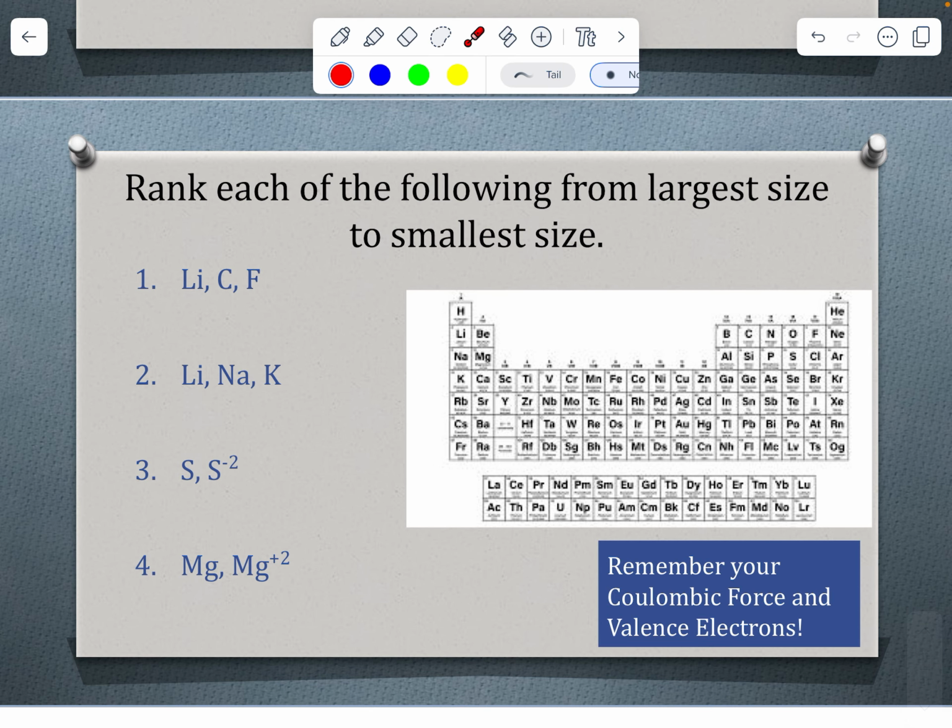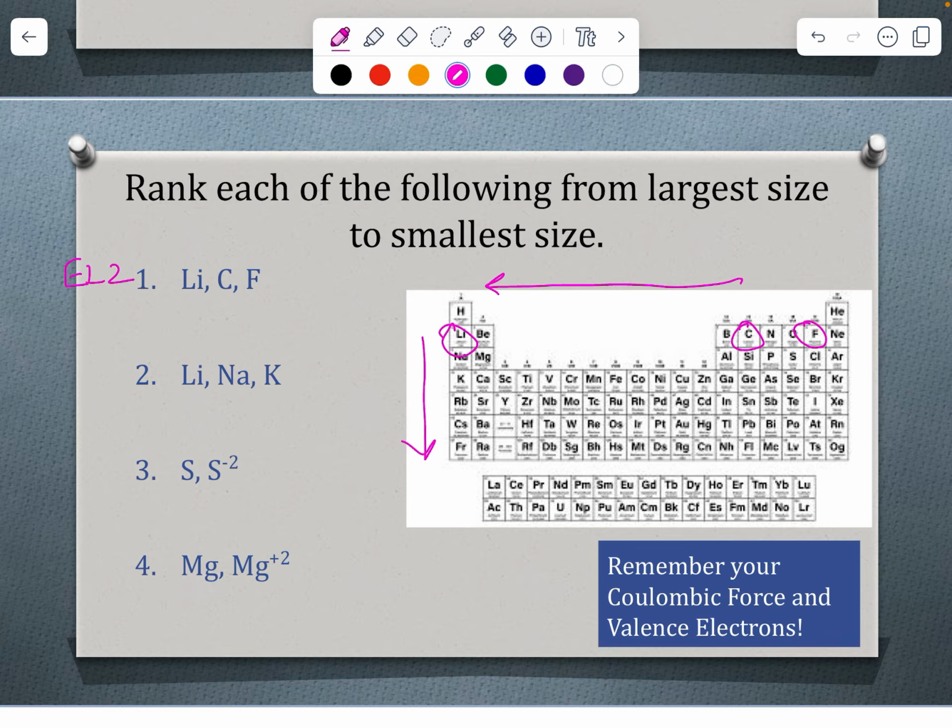If we go through and rank these, remembering our trend here increases to the left and down. So looking at lithium, which is here, carbon, which is here, fluorine, which is here. As I look at these, all of these are in energy level 2.